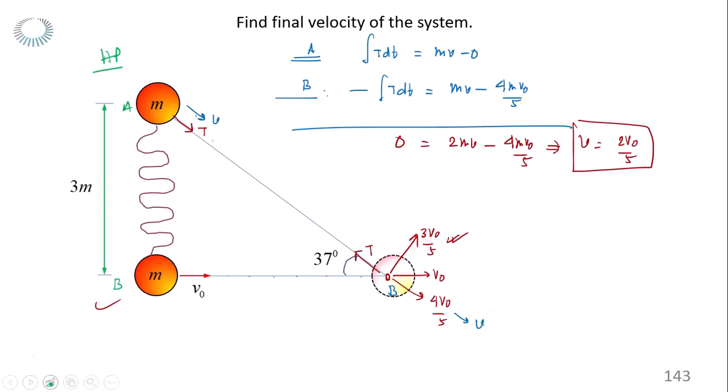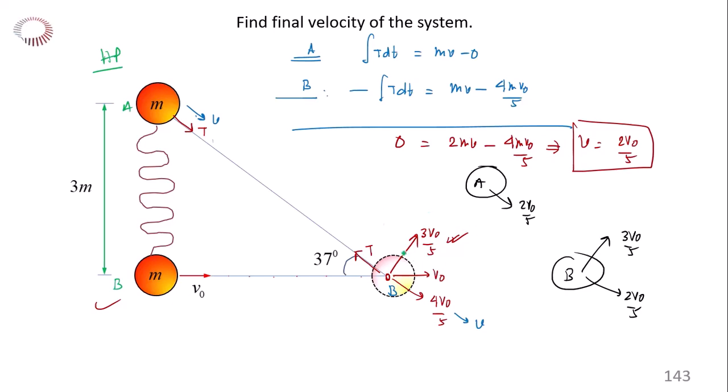So what is the net velocity of the ball B? For the ball B, there is one velocity 2 V0 by 5 in this direction, and the velocity 3 V0 by 5 remains the same, there is no change in it. So those are the two different velocities on the ball B. For the ball A, only a single velocity is there, along the impulse direction, equal to 2 V0 by 5. So that will be your answer.